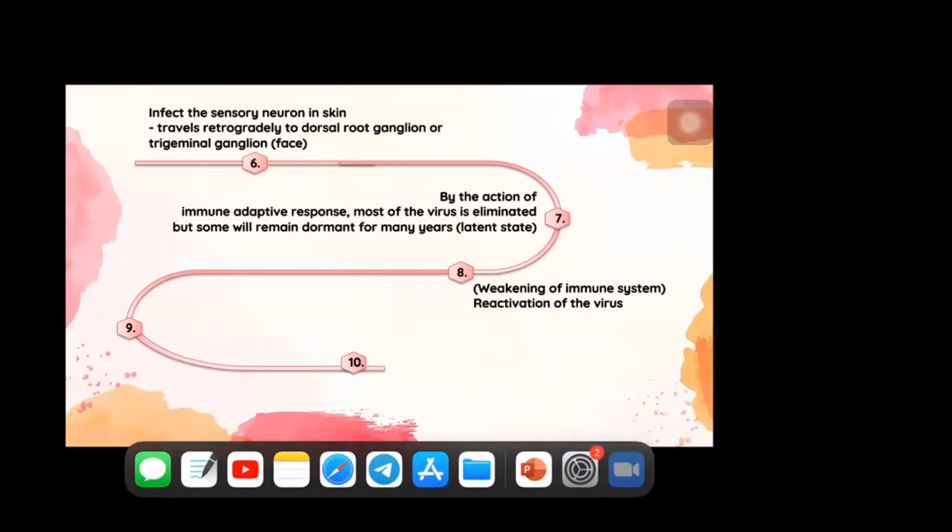After years, due to the immune system declining because of aging, the latent populations of the virus can be reactivated. The reactivated virus can travel retrogradely through the sensory nerve back to the skin, and thus it can cause what we call shingles.